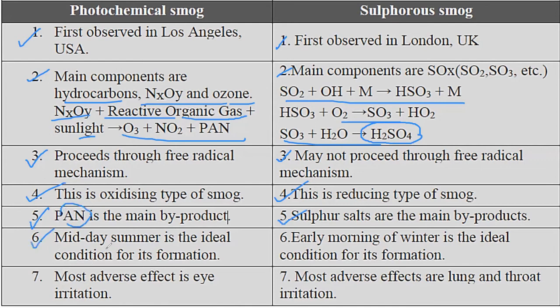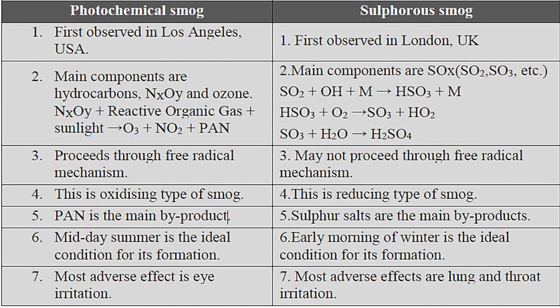Next, as we have already studied, photochemical smog occurs in midday summer, whereas London smog occurs in the early morning of winter. And the most adverse effect is eye irritation for one, whereas for the other the most adverse effects are lung and throat irritation. So this was all about the differences between photochemical and London smog.